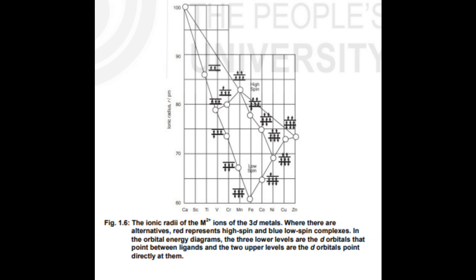Fig. 1.6, the ionic radii of the M2+ ions of the 3d metals. Where there are alternatives, red represents high-spin and blue low-spin complexes. In the orbital energy diagrams, the three lower levels are the d orbitals that point between ligands and the two upper levels are the d orbitals that point directly at them.